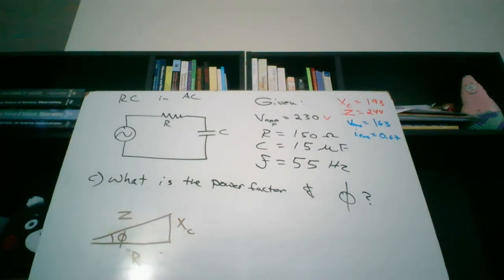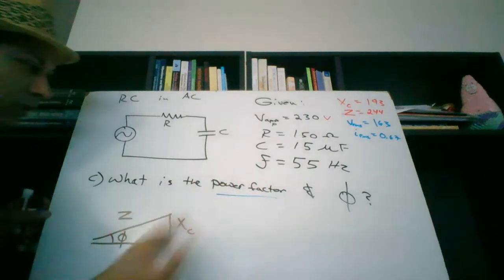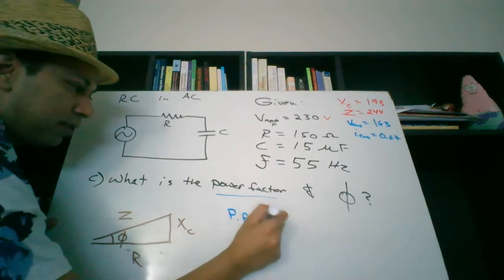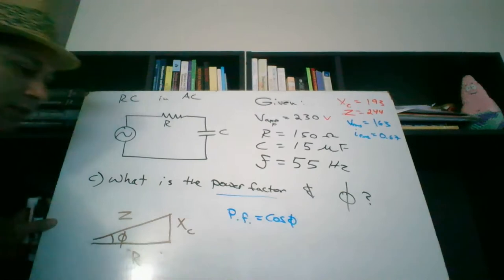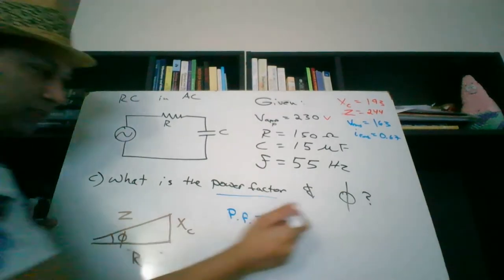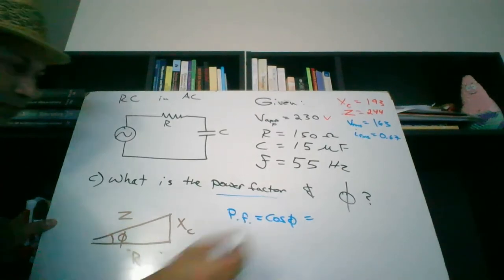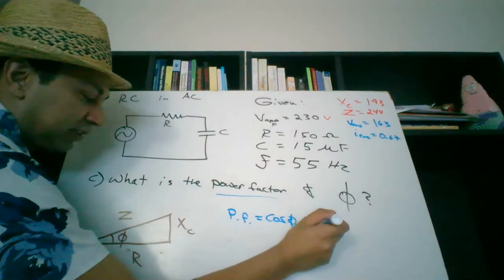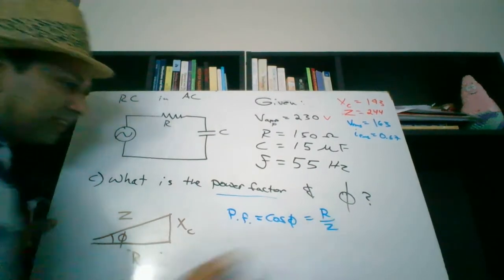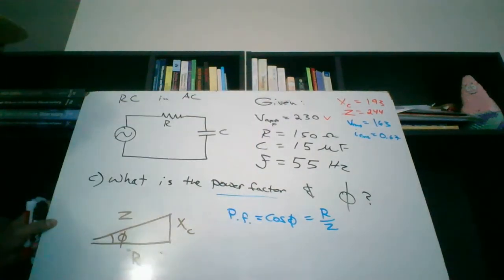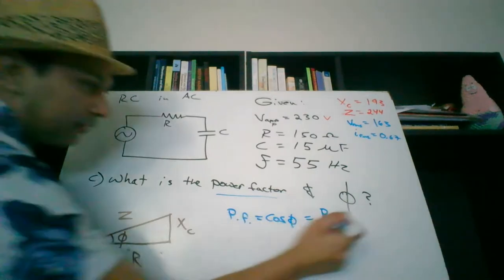So what we want to do first is find the power factor. The power factor is given by cosine of phi. But we don't know phi yet, so we're not going to use that equation. The other equation we could use, well, cosine is just equal to the adjacent over the hypotenuse. So we'll just use that. The power factor is just R divided by Z. We know R. We know Z. So we can plug in 150 divided by 244, and the power factor is going to be 0.615.